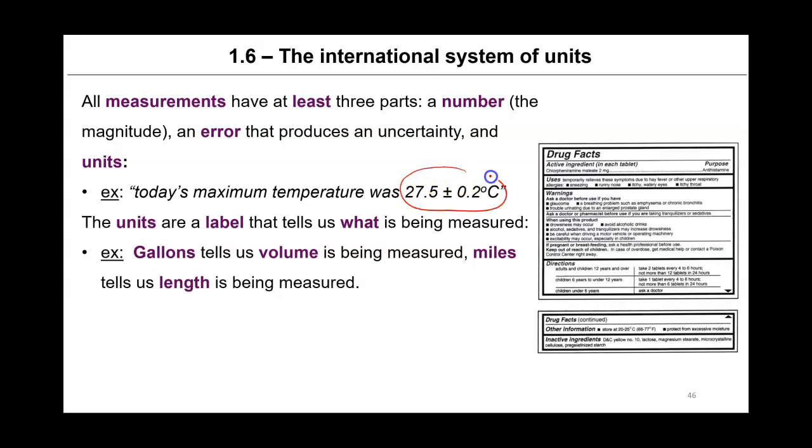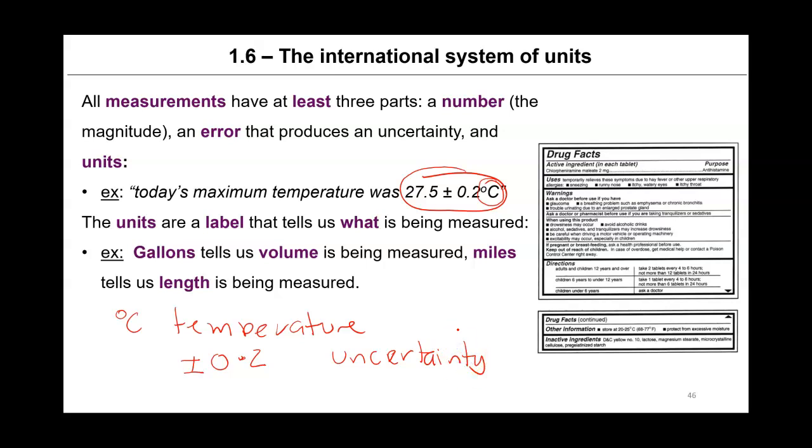So if we break down this measurement here, we can see from the units that what is being measured is temperature. We can see from the plus or minus 0.2 the uncertainty, and when we put that all together, what we can tell is that the temperature is somewhere between 27.3 degrees Celsius and 27.7 degrees Celsius.